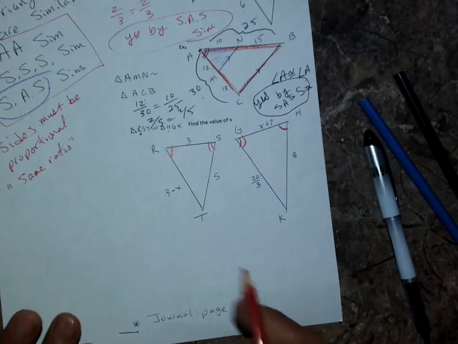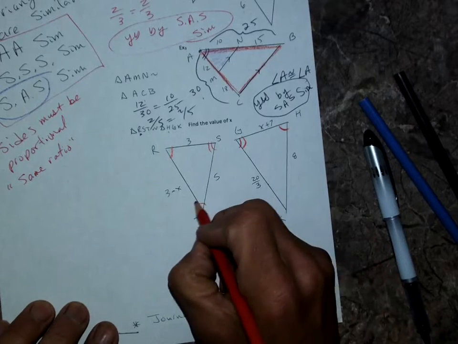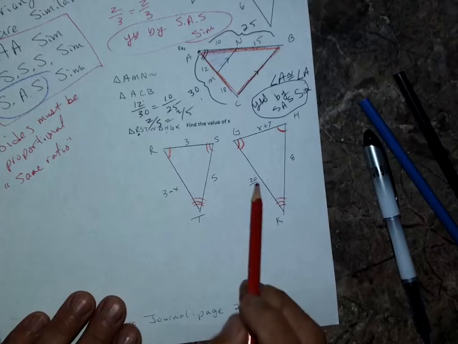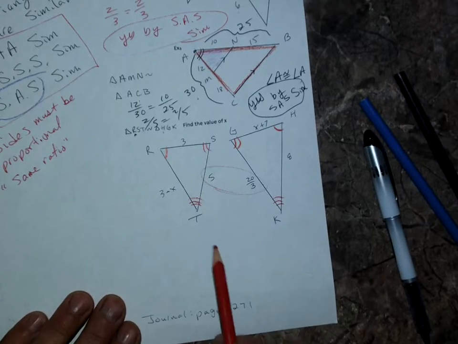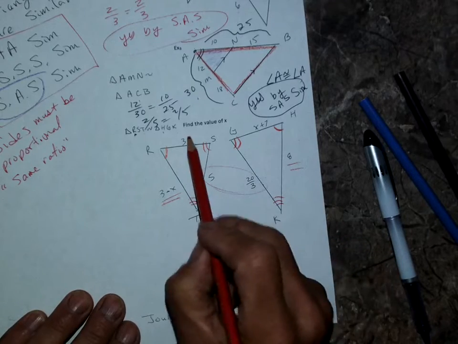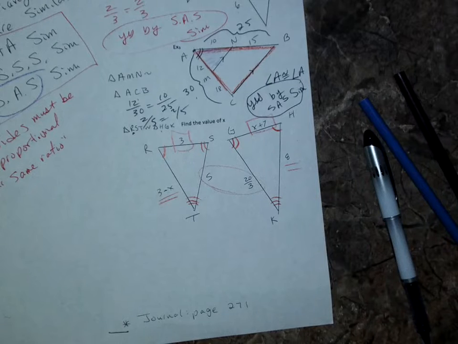And then finally, of course, T goes to K. I like to mark it. So that means that this side goes to this side. These two sides go together. That means these two sides go together. That means this side here goes to this side here. Okay, can you see it? So let's find the value of x.